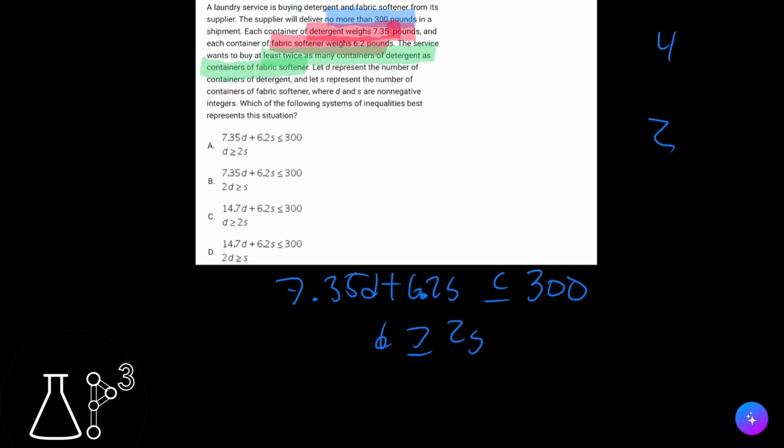Therefore, the only answer it could be is C. Actually, the answer is A, because 7.35 corresponds to the detergent. It can't be C because they multiplied 7.35 for no reason. Therefore, the only answer is A, because it shows an inequality, and it also shows that detergent is greater than or equal to twice the amount of fabric softener.